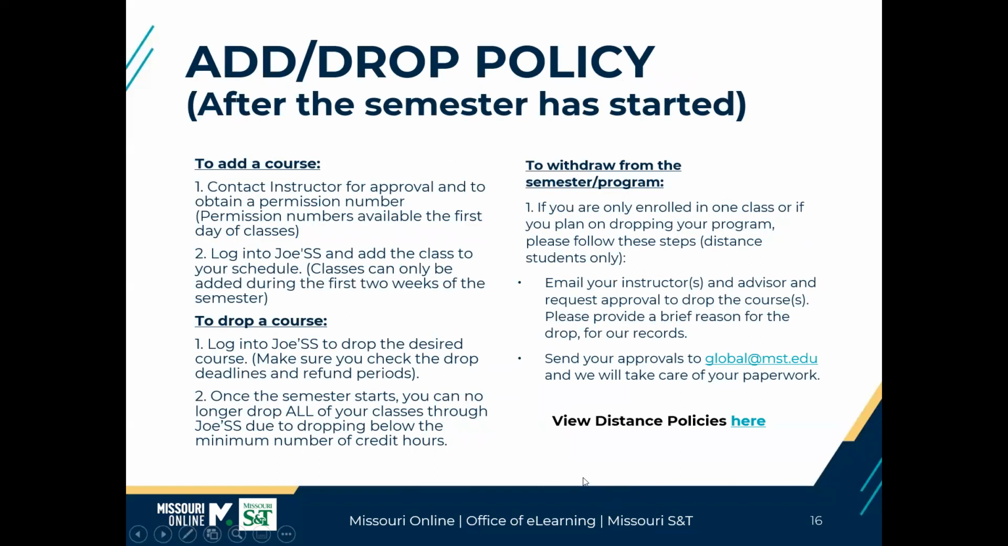So one of our important policies is the add drop policy. This applies once the semester has started. Before the semester, you are able to drop a class or add a class, and you can just do it through JOES without penalty. Now, after the semester has started, to add a course, make sure to contact the instructor for approval, and you will need a permission number in order to enroll in JOES. You can only add classes that way during the first 2 weeks.